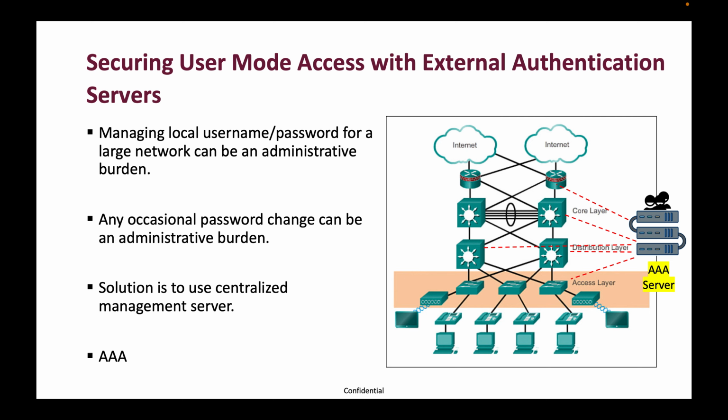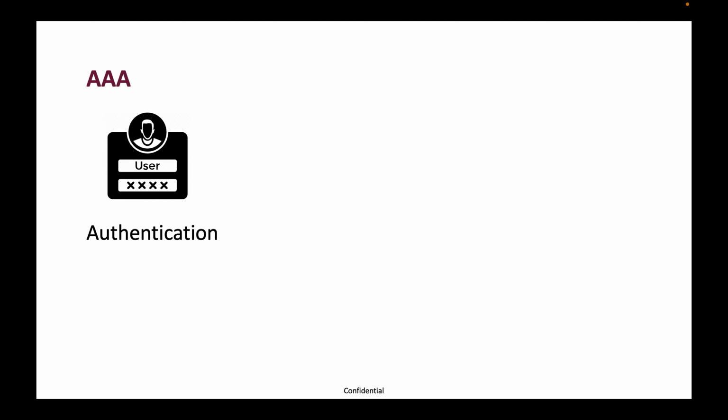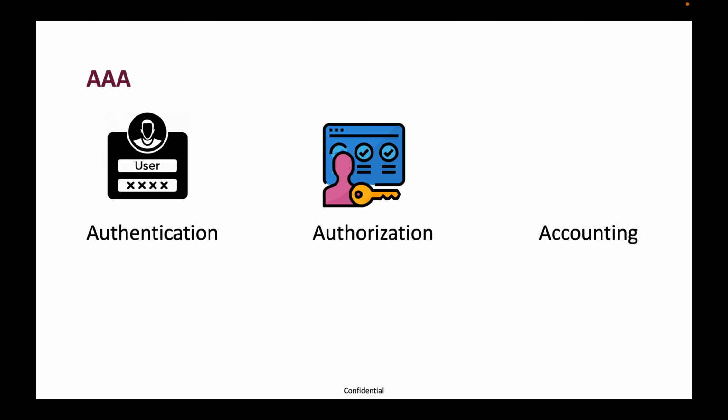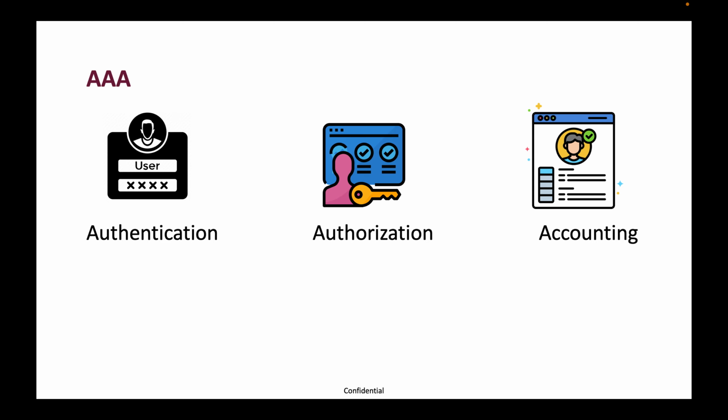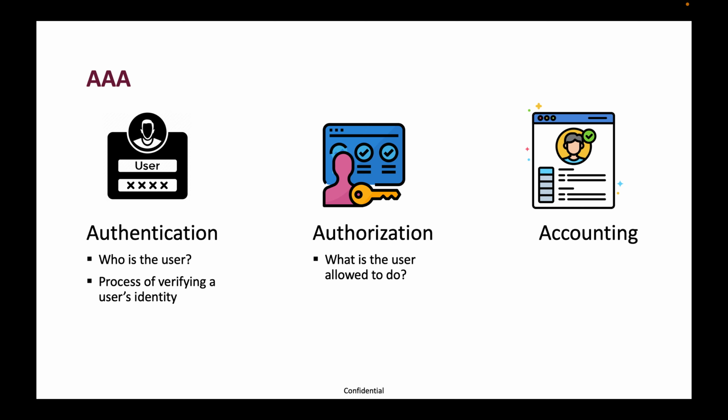So AAA actually stands for authentication, authorization, and accounting. Authentication lets you know who the user is. It is the process of verifying a user's identity. Whereas authorization tells what the user is allowed to do. It is the process of granting the user the appropriate access and permissions.